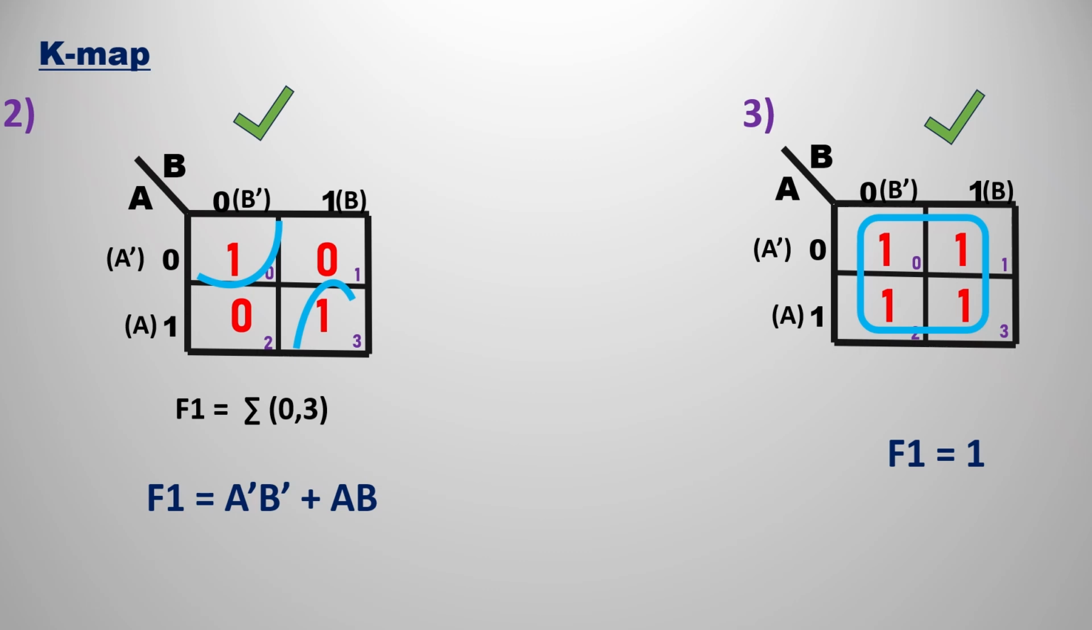Then the next one, the third one: if everything is fully filled, like 4, or if 8 cells are there for 3 variables and all are filled, then F1 equals 1. The final output would be 1.